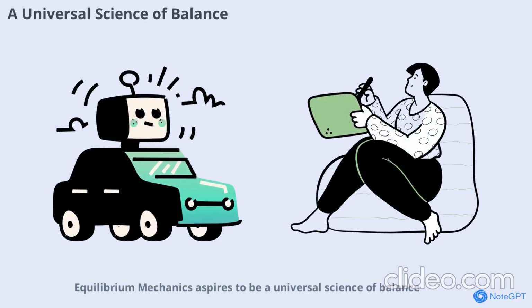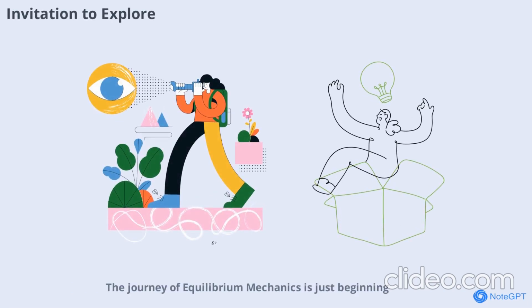Equilibrium mechanics aspires to be a universal science of balance, unifying the laws of physics, computation, biology, and society. By focusing on the interplay between expansion and integration, the theory offers a new lens for understanding complexity, resilience, and the emergence of order from chaos. The journey of equilibrium mechanics is just beginning. Whether you're a physicist, biologist, computer scientist, or philosopher, there's a place for you in this new field. The theory invites us all to rethink the foundations of reality and to seek balance not just in equations but in the world around us.